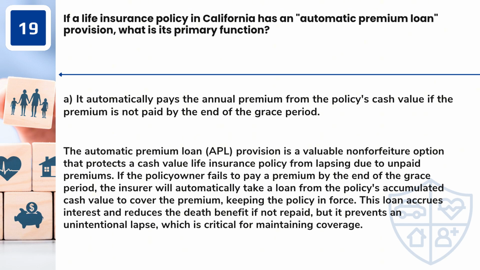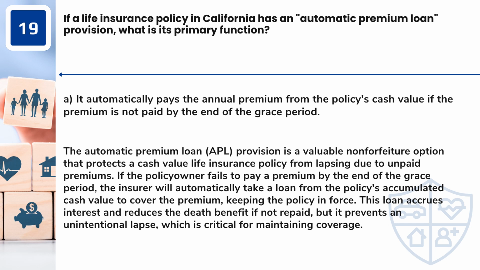If the policy owner fails to pay a premium by the end of the grace period, the insurer will automatically take a loan from the policy's accumulated cash value to cover the premium, keeping the policy in force. This loan accrues interest and reduces the death benefit if not repaid, but it prevents an unintentional lapse, which is critical for maintaining coverage.